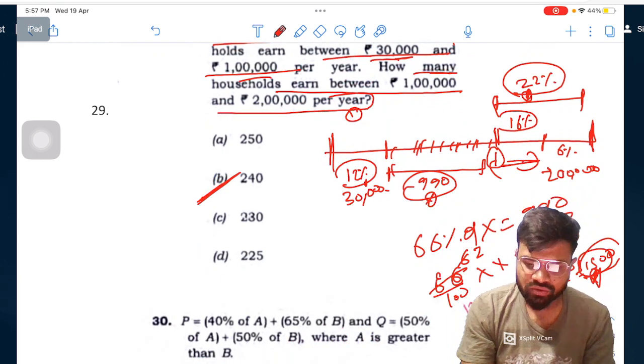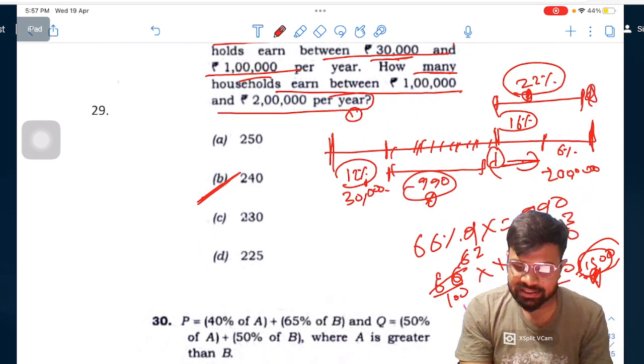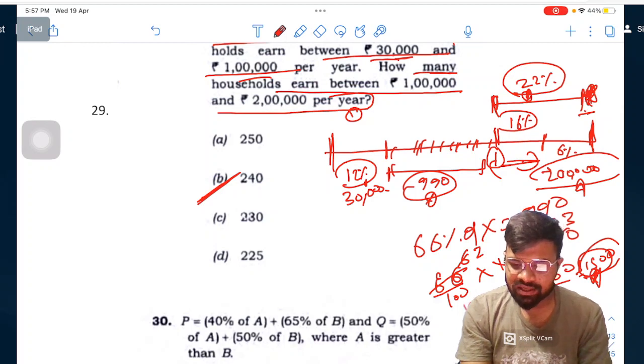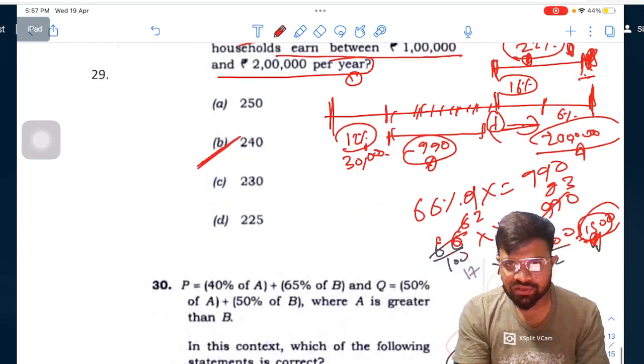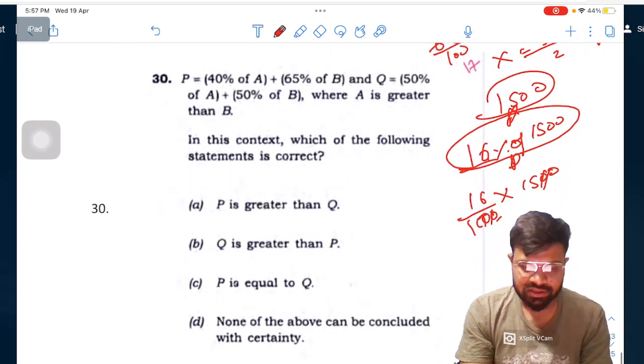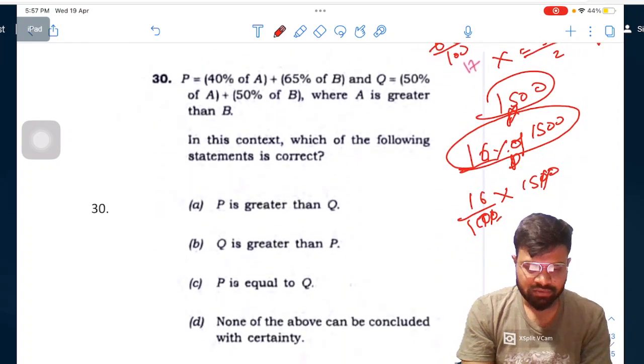We just need to find that the total sum should be 100%. And this was quite confusing information, because more than 2 lakh, 6% is given, and more than 1 lakh, 22% is given, and this 22% consists of this 6% also. This was quite a good question.